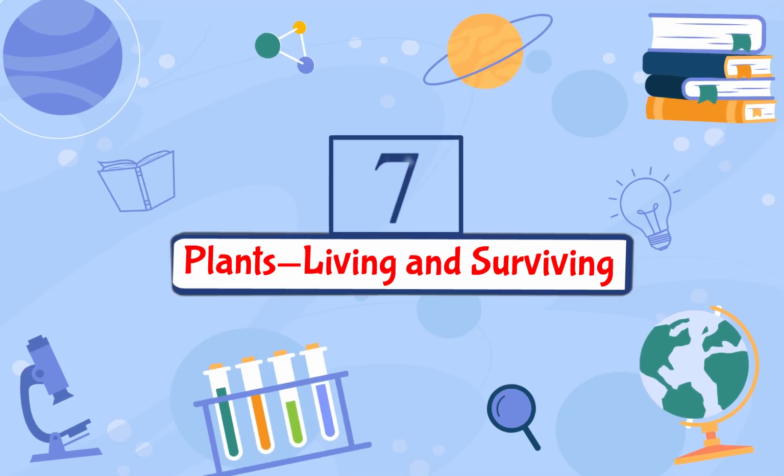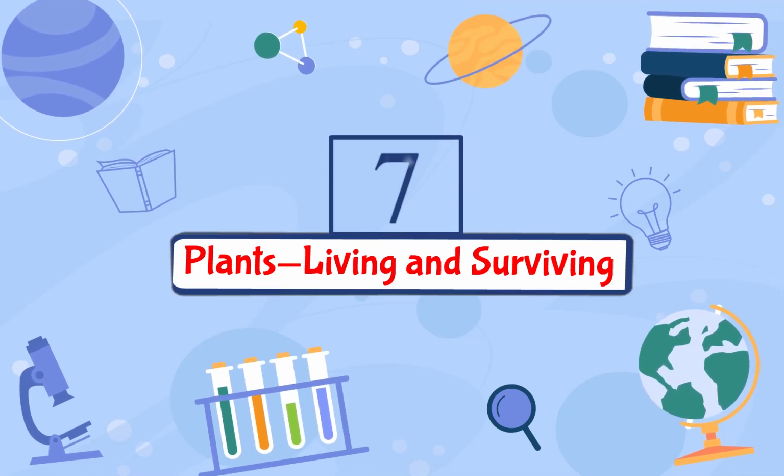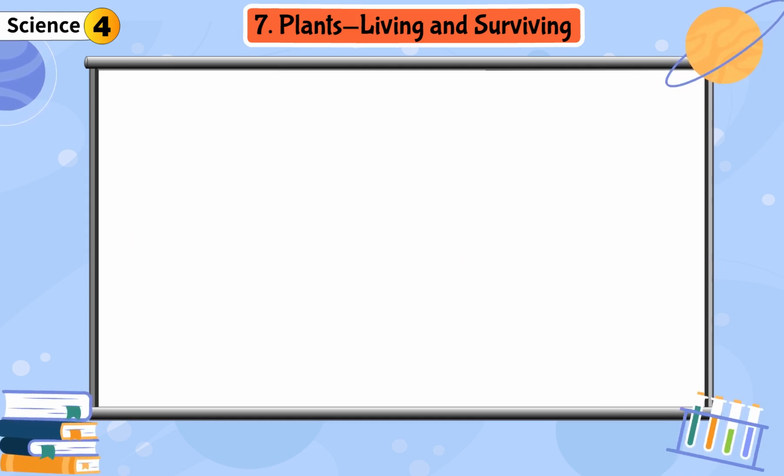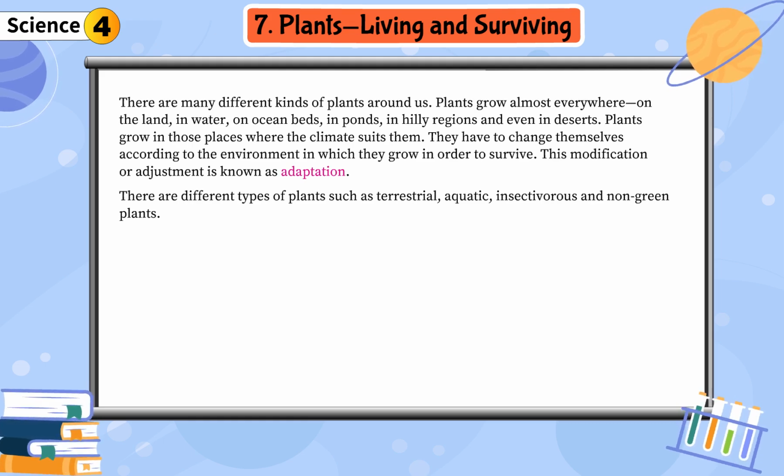Chapter 7. Plants, Living and Surviving. Terrestrial plants. Aquatic plants. Insectivorous plants. Non-green plants. There are many different kinds of plants around us.